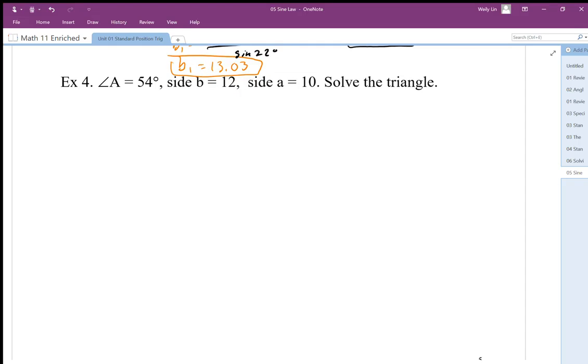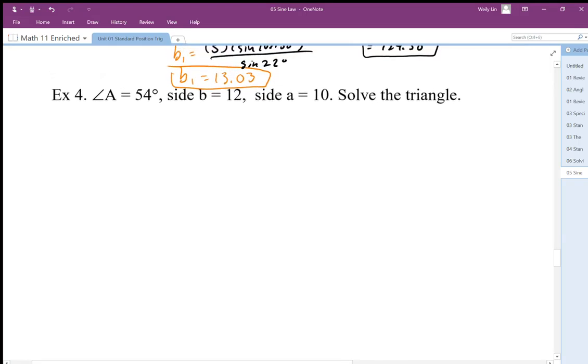So in this case here, we've been given the angle side. If I were to draw this, angle A is 54 degrees, so I'm going to draw about 54 degrees here. Let's say that's angle A. Side B is going to be the adjacent side, so we'll call that 12. Side A is going to be 10. So I can draw side A, which is opposite to angle A, and that's a length of 10. Okay, so that's one way I can draw this triangle.